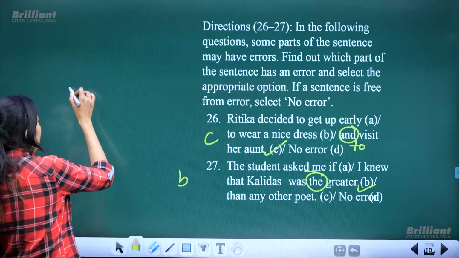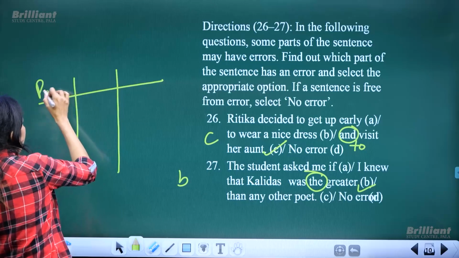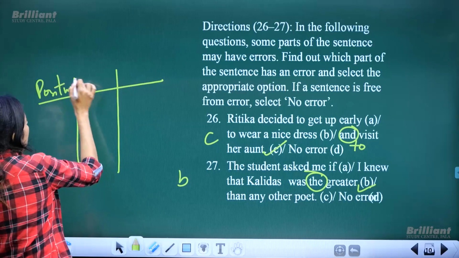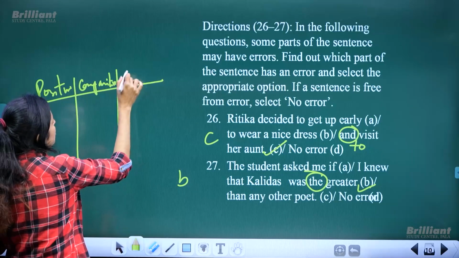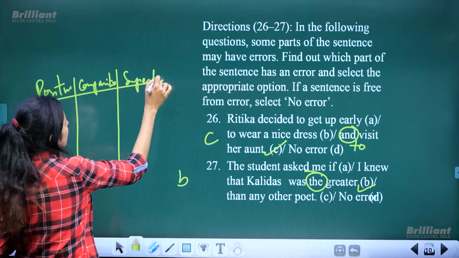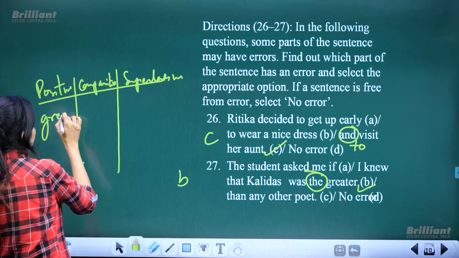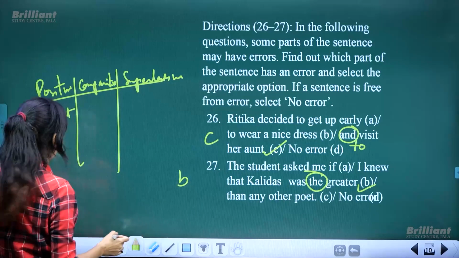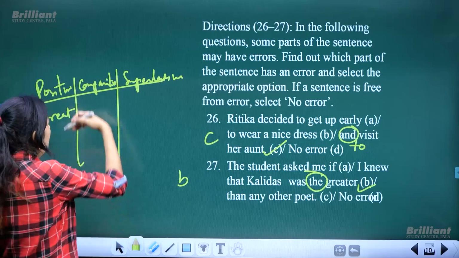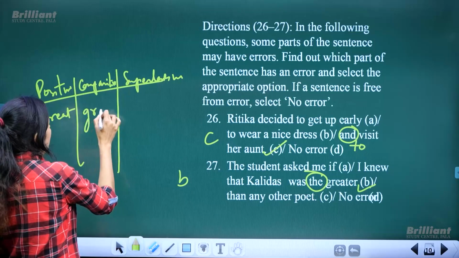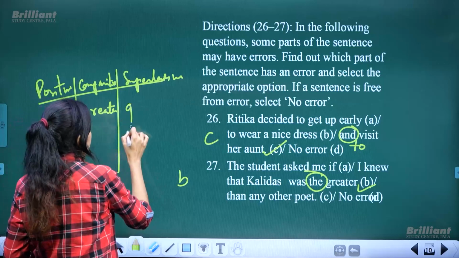See, we have 3 degrees of comparison. Positive degree, comparative degree and superlative. For example, great, the same word could be taken. Positive degree is the root word or base word, great. Comparative is greater. And superlative degree is greatest.